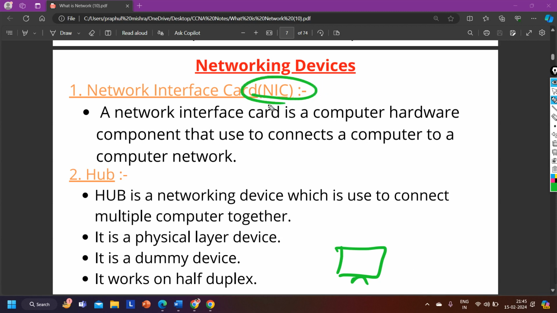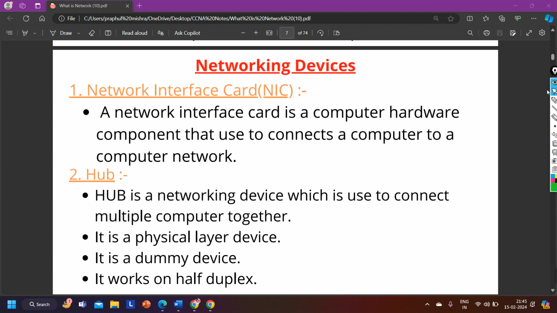Each networking device should have a NIC, then only we can connect that device to a network. Without a NIC card, we cannot connect a device to a network. Now NIC can be again what? Wired or wireless, right? Because we have two options for a PC. If I want to connect this PC to a network, either I can connect it through a cable or I can connect it wirelessly through radio frequency, yes or no? So NIC can be wired or it can be wireless.